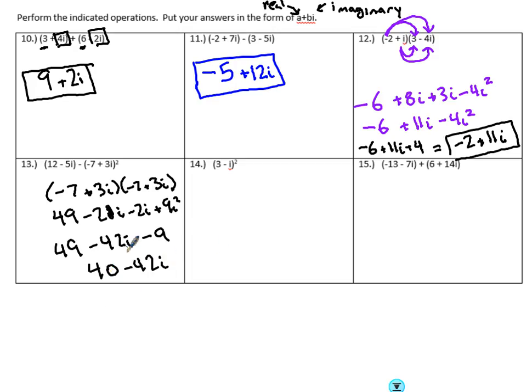Now I'm not completely done with this problem because all I've done was expand out this second term. And I use that now for the subtraction, where I have 12 minus 5i minus the quantity of 40 minus 42i. So we do 12 minus 40, which is negative 28, and negative 5i minus negative 42i, which becomes positive 37i.